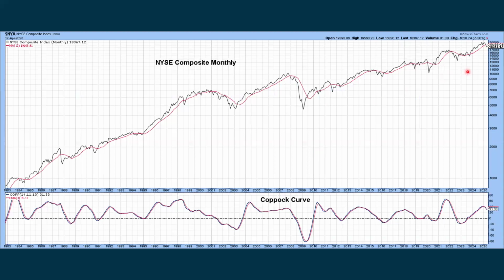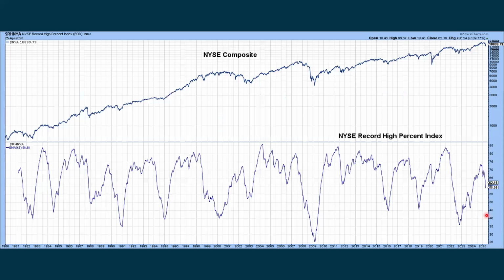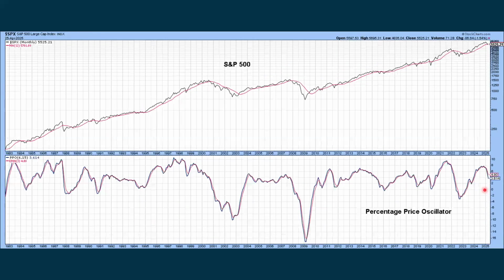Then we have a long-term chart here. This is a monthly chart of the NYSE. It's been holding up better, but now it's starting to drop below its 12-month moving average. And the Coppock curve, which is a momentum oscillator, is also starting to decline. That's negative. And here's a daily chart where we're trying to bounce back up a little bit here with the NYSE record high percent index after it had been declining.